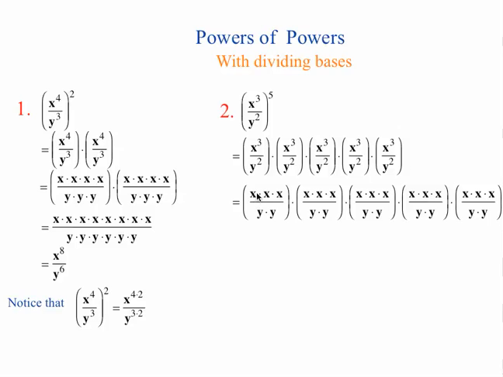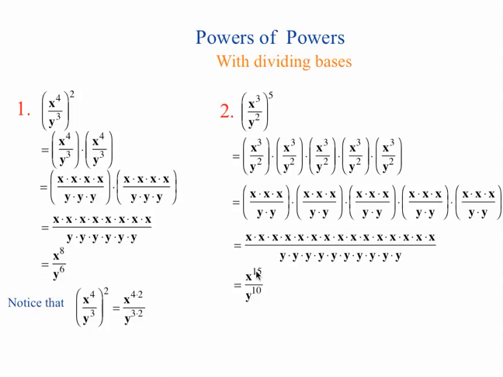So we end up with 1, 2, 3, 4, 5, 6, 7, 8, 9, 10, 11, 12, 13, 14, 15 x's, divided by 10 y's. So we end up with x to the 15 divided by y to the 10, and that's our answer.